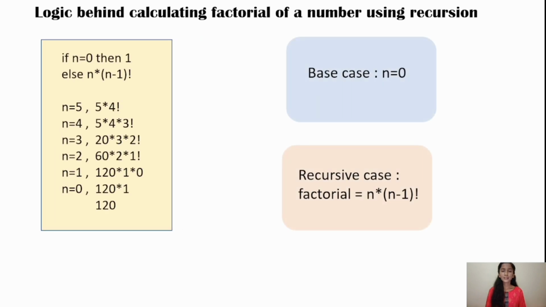Here the base case is n is equal to 0. As we know, the base case is the terminating condition. Suppose we do not specify the base case in this function, then the recursive function would call itself indefinitely and it results in an error called stack overflow. And the recursive case is that the factorial is equal to n into (n minus 1) factorial. I hope now we are all clear with the definition of base and recursive case.